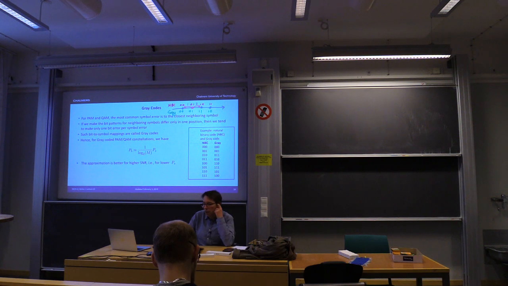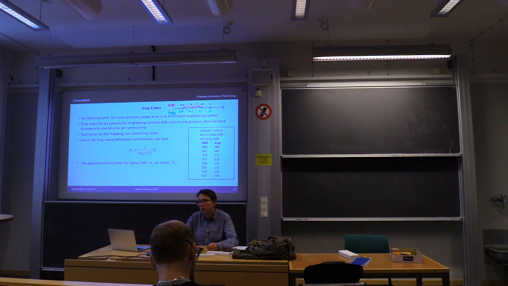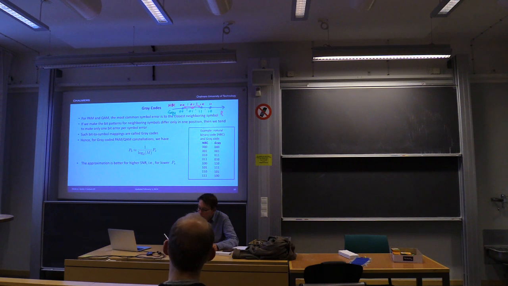Okay, and what is the advantage of this? Well, here the difference between adjacent points is just 1 bit. So the most common symbol errors only produce 1 bit error. And in the long run, for high SNR, the bit error probability is then just 1/2 of the symbol error probability, because when you make an error, 1 bit survives. Therefore, the bit error probability is only 1/2 of the symbol error probability.